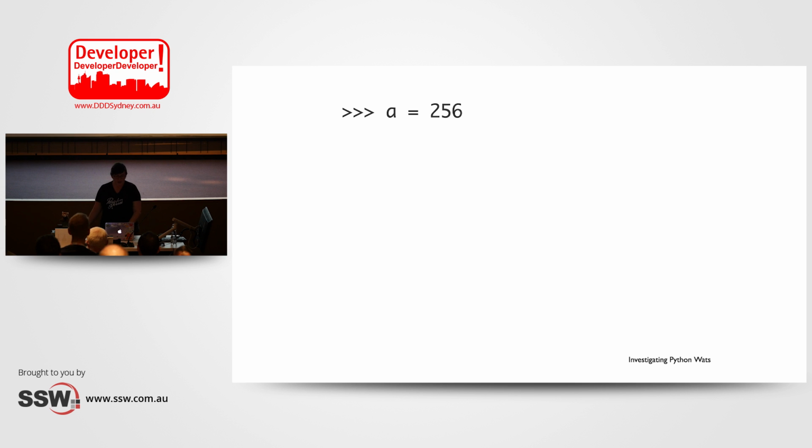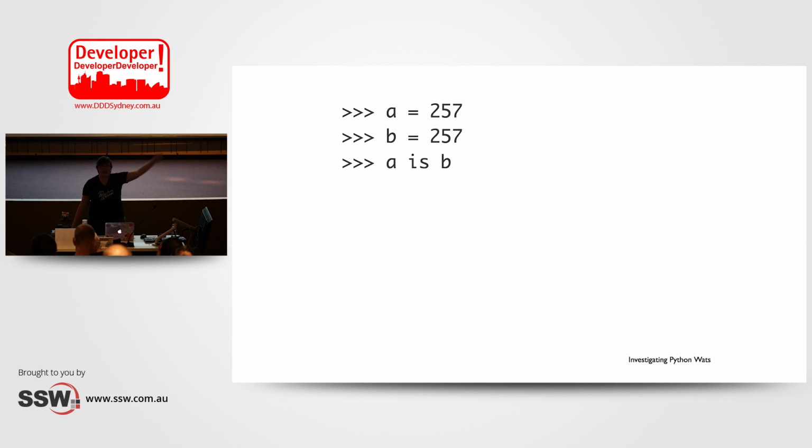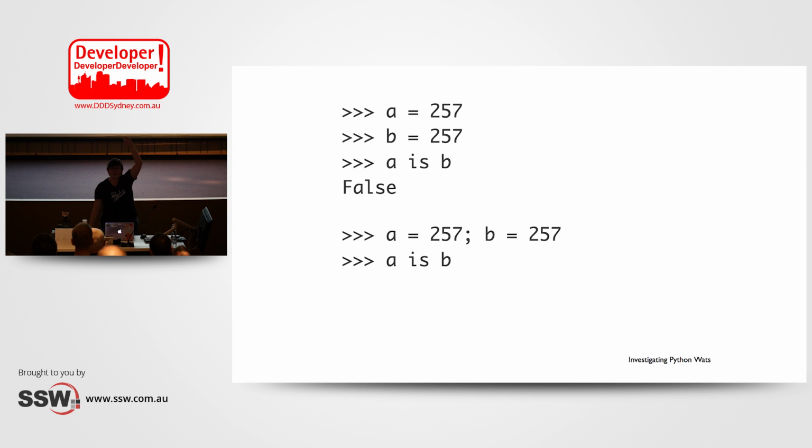Let's talk about Python. If I declare a variable A as being 256 and a variable B as being 256, is A is B true? False? It's true. This isn't a trick question. Come on. If I declare a variable A as being 257 and B as being 257, is A is B true? False? If I declare a variable A is equal to 257 and a variable B is equal to 257, is A is B true? False?